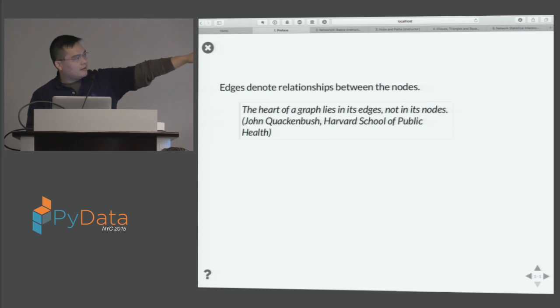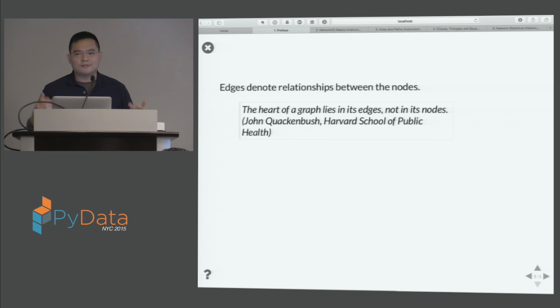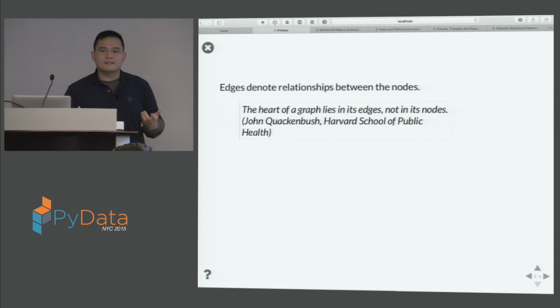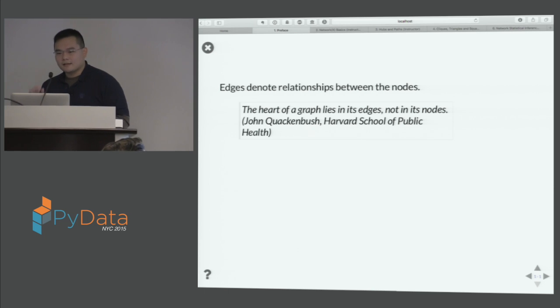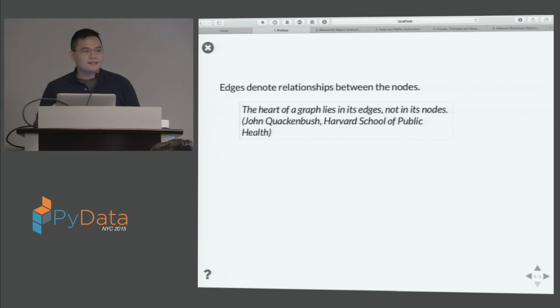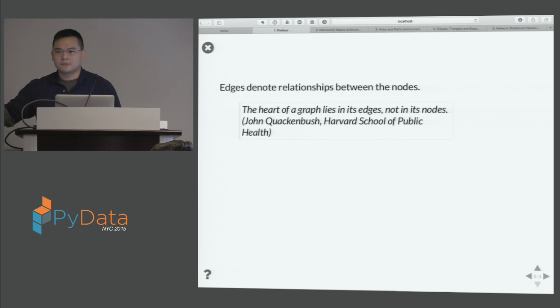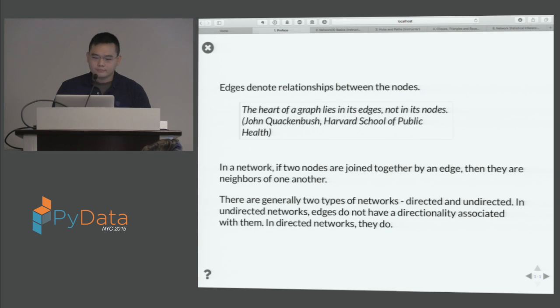And to take a quote from a professor at the Harvard School of Public Health. It's not published anywhere, so you can't verify it. You just have to take my word on it. He mentioned it at a network analysis seminar that I had attended. Basically, the heart of a network lies in its edges and not in its nodes. So I hope you'll ponder over that throughout today's tutorial.